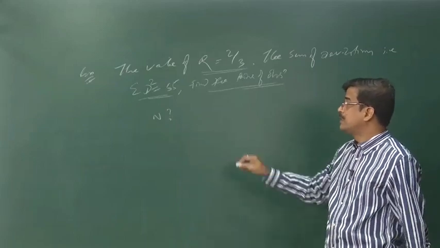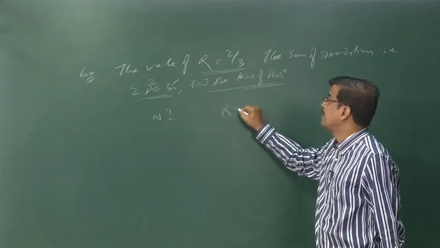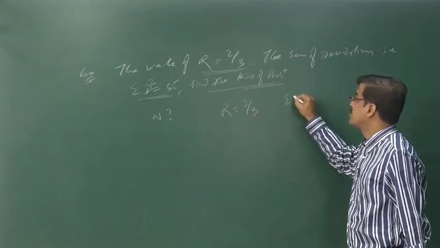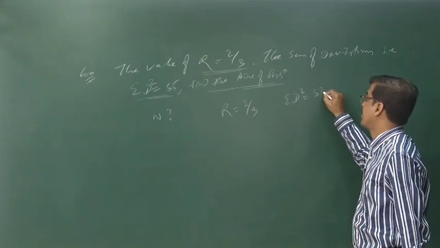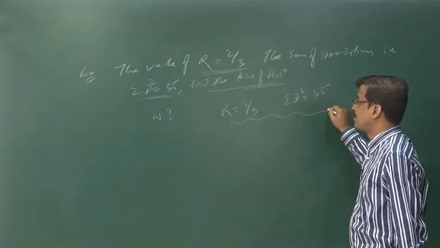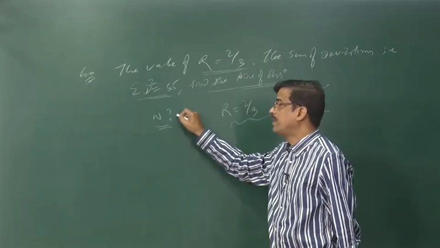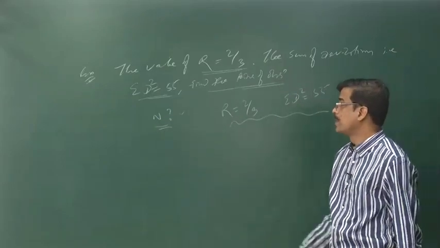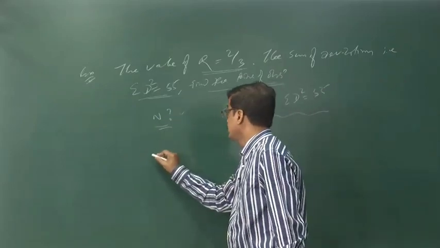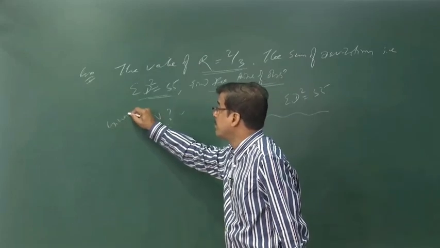What are the given things? R is already given as 2/3 and sum d² is given as 55. If these two pieces of information are given, then how to find the value of n? That is the question. Now let us start with the answer. These are the given concepts.